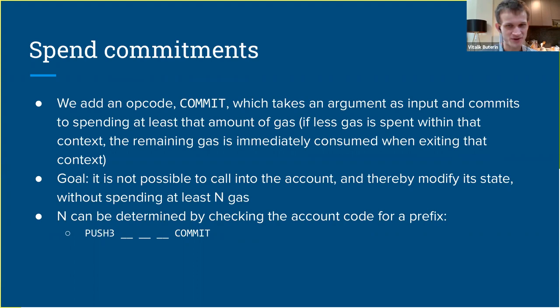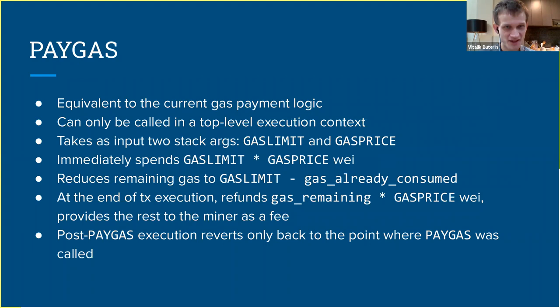Pay gas, right? So pay gas, basically, the idea here is that pay gas is equivalent to the current gas payment logic. Pay gas is a special opcode that can only be called in a top-level execution context, and it takes as input two stack arguments, right? One is the gas limit, and the second is a gas price. It immediately spends that amount of wei, and if there's not that amount of wei, then the transaction fails and it's invalid. It reduces the remaining gas in the execution context to the gas limit minus the amount of gas that was already consumed. And if that amount is negative, the transaction is obviously invalid as well.